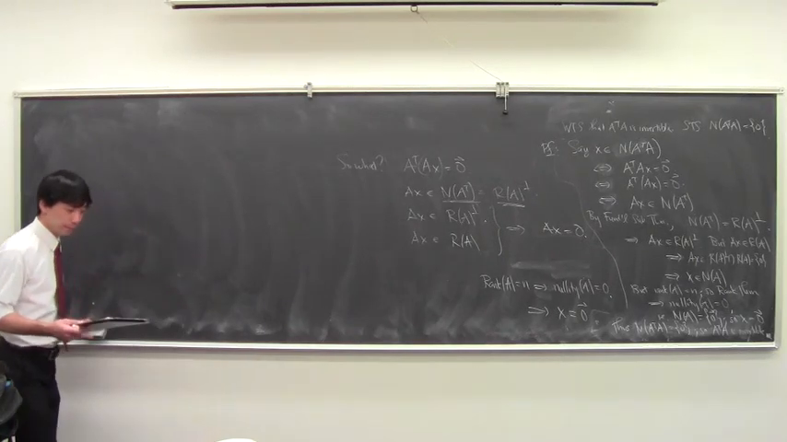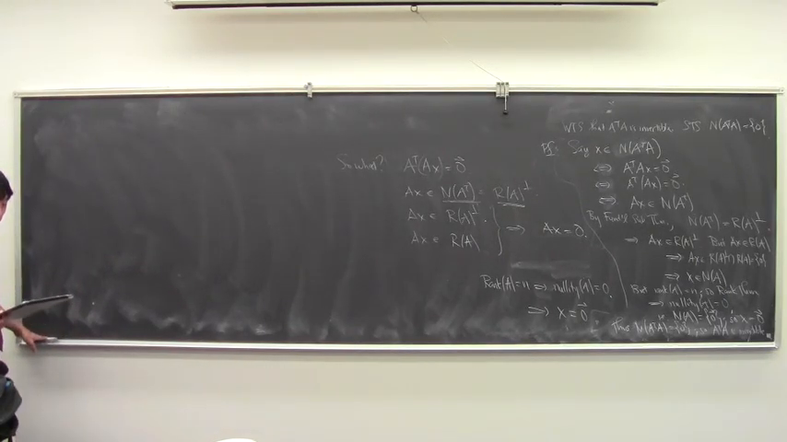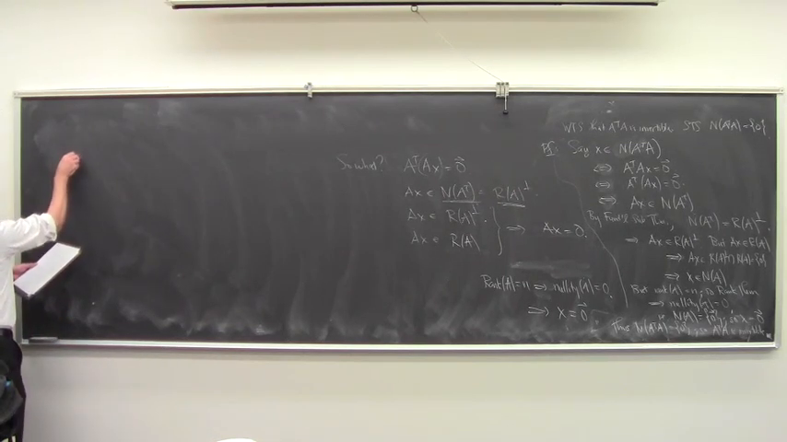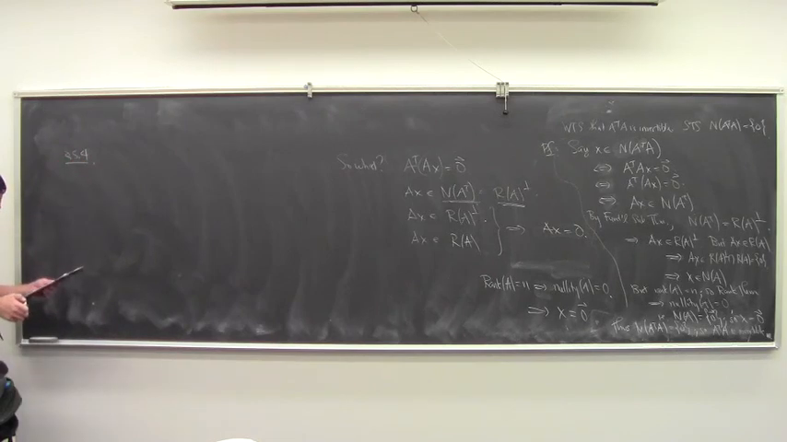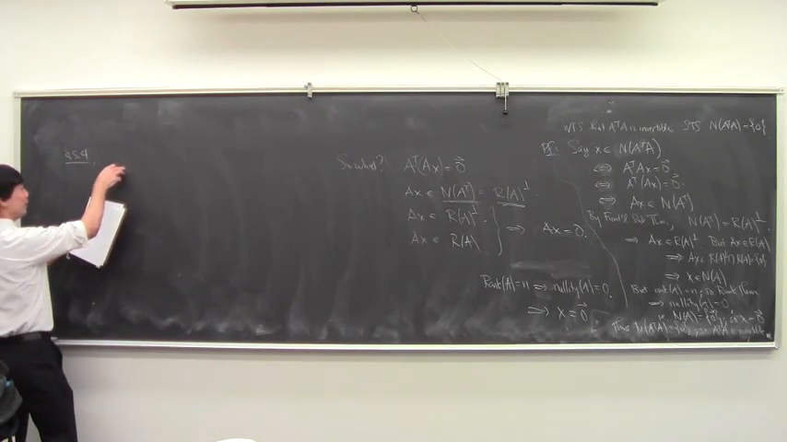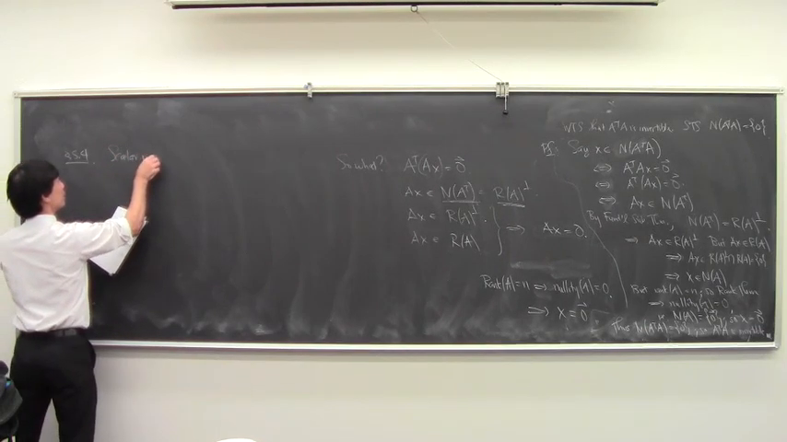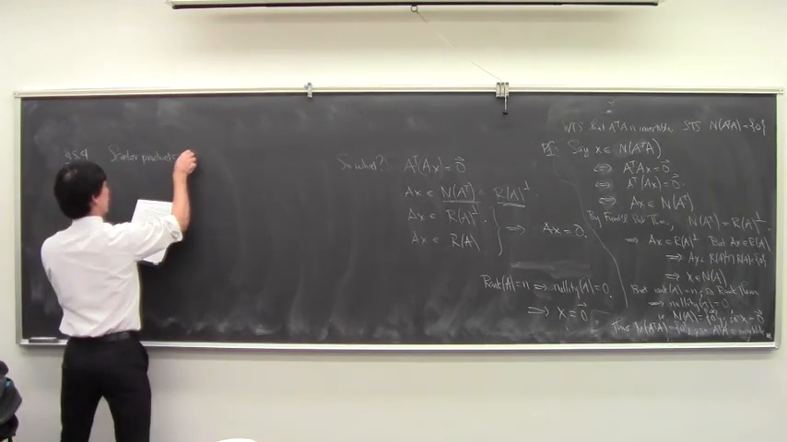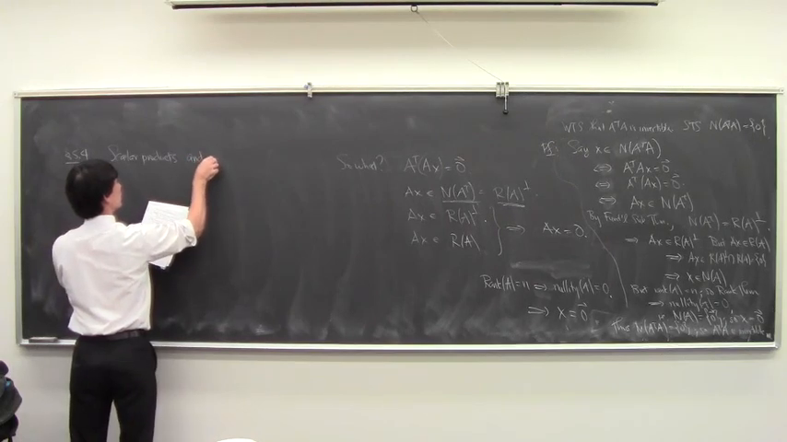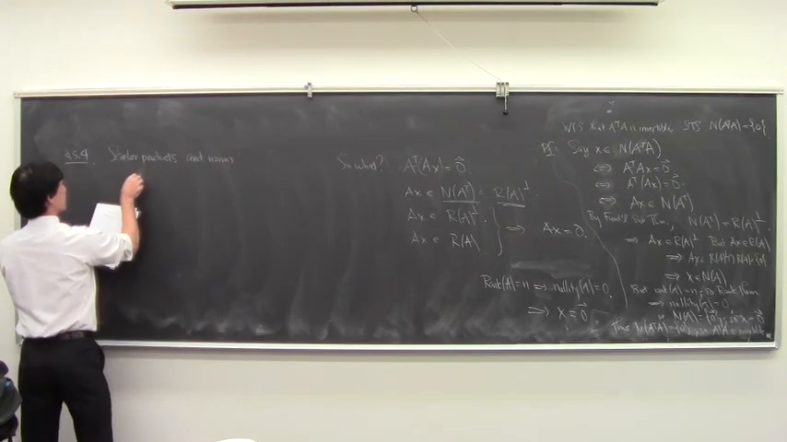Okay, so that is it for 5.3. Let's go on. Don't want to waste time. The more we do, the more knowledge you get. It says 5.4, scalar products and norms for abstract vector spaces.